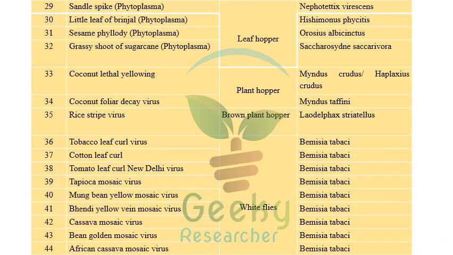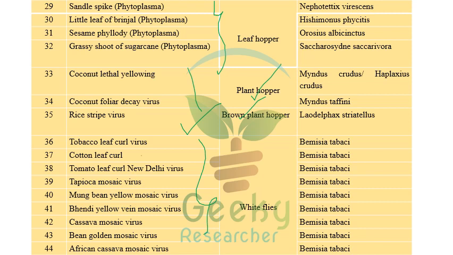So the next one is sandal spike, little leaf of brinjal, sesamum phyllody, grassy shoot of sugarcane. All are phytoplasmal diseases transmitted by leaf hopper. Coconut lethal yellowing and coconut foliar decay are transmitted by plant hopper. Rice stripe virus is transmitted by brown plant hopper.